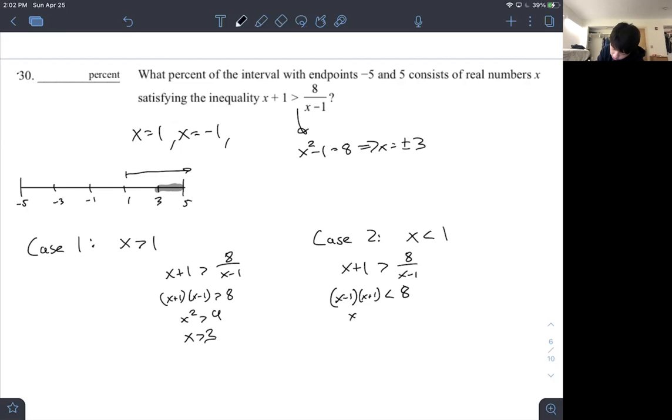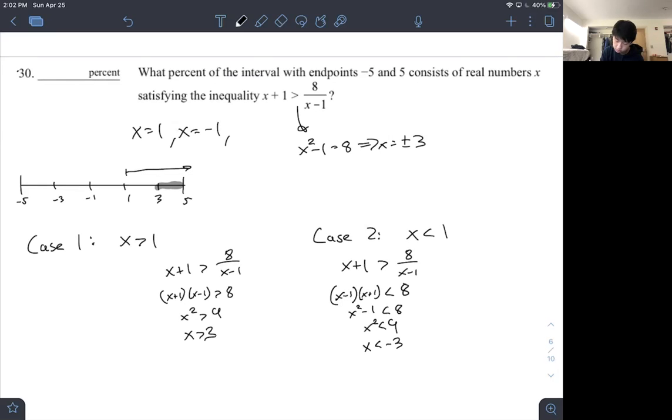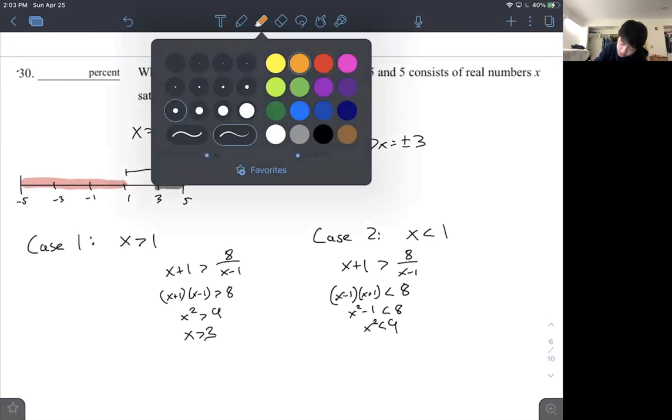So we now have x squared minus 1 is less than 8, or x squared is less than 9. Since x is less than 1, we must have that x is less than -3. Oops, no, we must have that x is greater than -3. Kind of trippy.